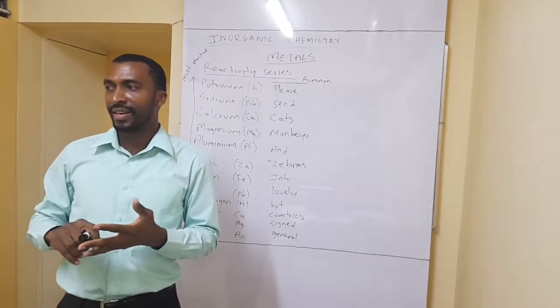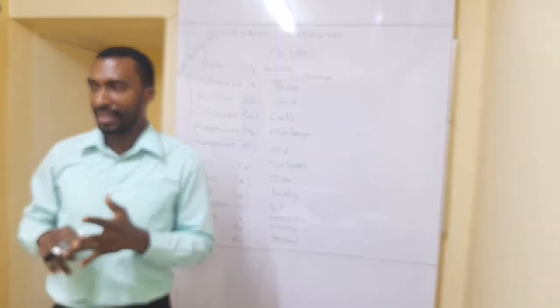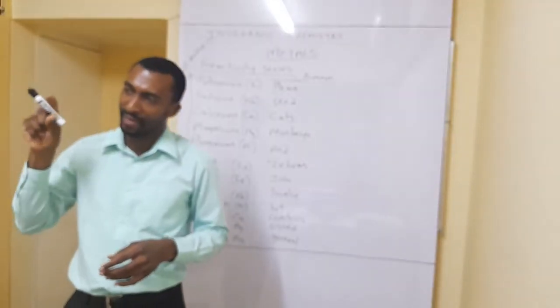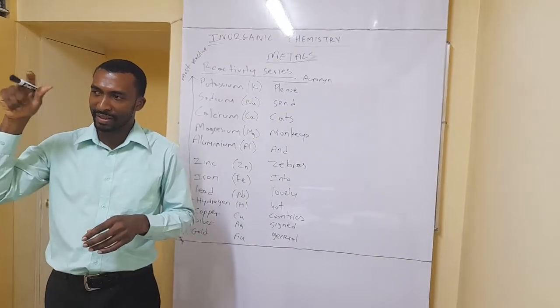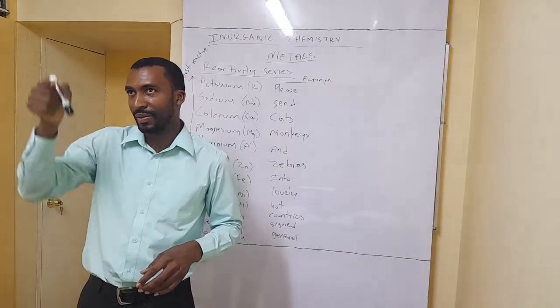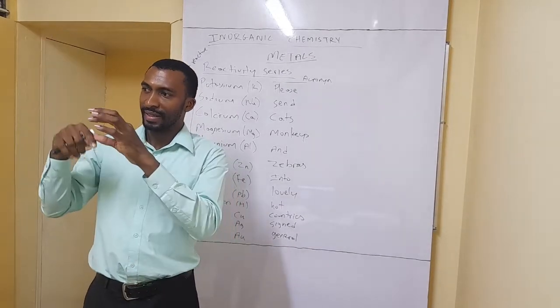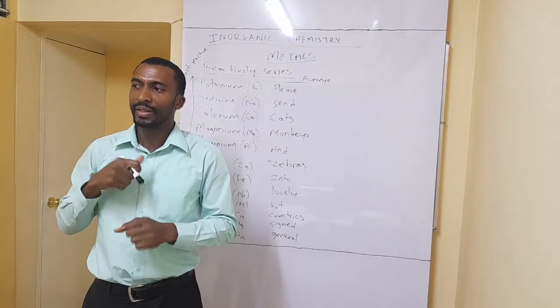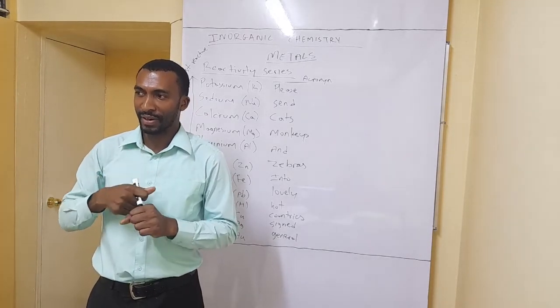All metals are solid at room temperature, except mercury, which is a liquid, which we normally would use in the thermometer. You know those old-time non-digital thermometers where the mercury will go up in the little bulb. So the old-time thermometers are made of mercury.